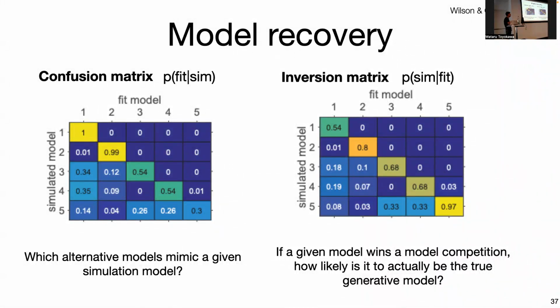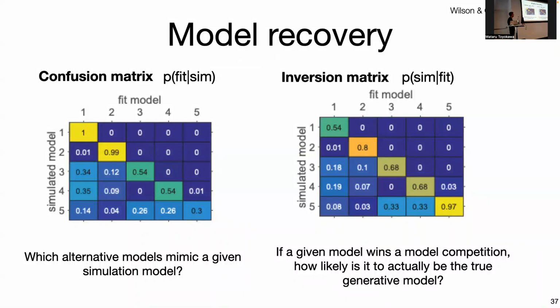Now, perhaps more informative is the inversion matrix, where we essentially use Bayes' rule to invert this from likelihood to posterior, where we often assume that the prior is simply equal probability for the different models. There's more information in this Wilson and Collins eLife paper, which is a very nice resource. What this inversion matrix tells us is actually maybe more informative, because when we fit models of participant data, we only ever see which model provided the best fit. We don't know what the true generating model was, right? So this tells us that if a given model wins a model competition, how likely is it to be the true generative model?